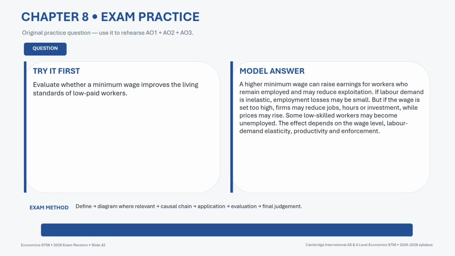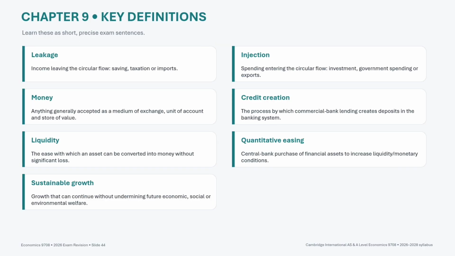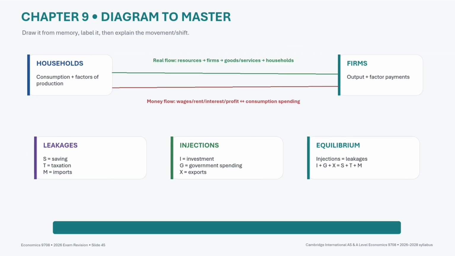Chapter 9 is about the macroeconomy, and it focuses on circular flow, growth and sustainability, employment and unemployment, money and banking. You have key definitions such as leakages, injections, money, credit creation, liquidity, quantitative easing, sustainability, growth to focus on. You have several diagrams on circular flow of income to master for this chapter.